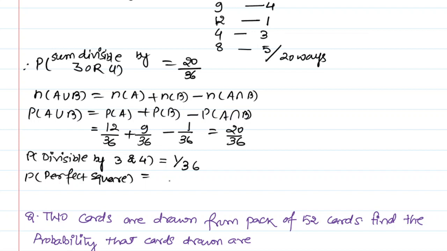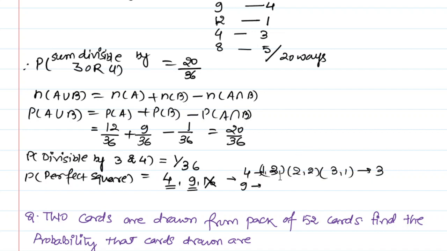The numbers which we have is 4, 9, that's it. 16, I cannot go ahead. So I have only sums possible as 4 and 9. So in what way can I get the sum as 4 and in what way can I get the sum as 9? The possibility is 1, 3, 2, 2 and 3, 1. So a total of 3 ways in which I can get the sum as 4.